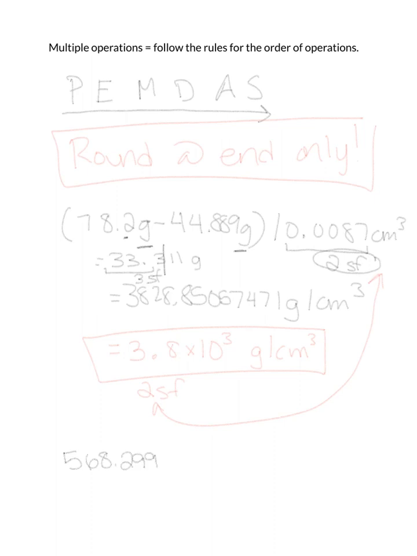568.299 grams per milliliter minus 232.1 grams divided by 5.3 milliliters. Pay close attention to the order of operations and also close attention to the units and whether you're allowed to add and subtract those things.